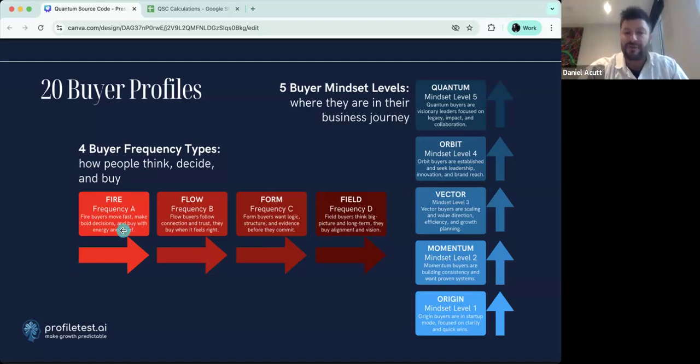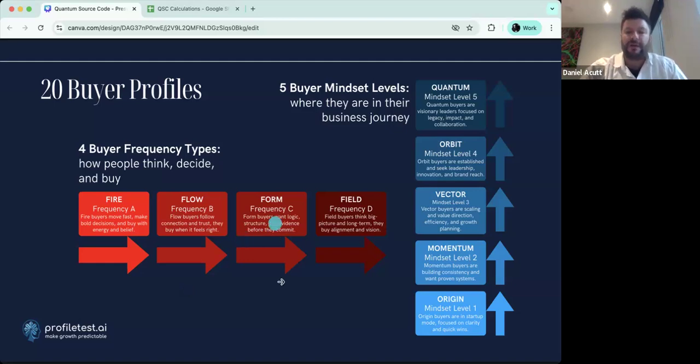So fire buyers, I'm going to read this and explain. Fire buyers move fast, they make bold decisions, and buy with energy and belief. These are people that really want something solved. If it sounds good and it makes sense, they're going to be on board. Frequency B is all about buying through connection or buying through trust. They really want to buy from you when it feels right, when they feel warmed to what you're doing. These are people that are really going to buy on that specific metric.